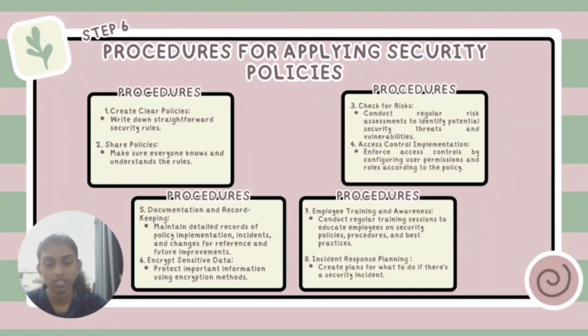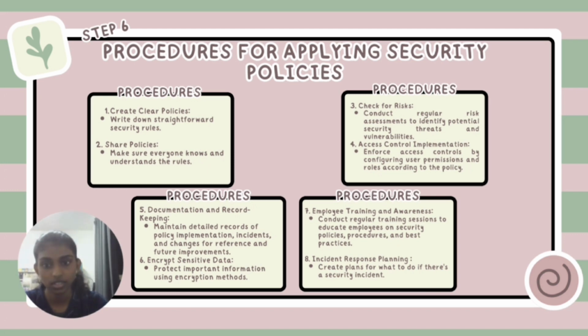Next is step 6, procedures for applying security policies. The first procedure is to create clear policies, which means writing down straightforward security rules that are understandable by everyone. The second one is share policies. Make sure that the employees and the stakeholders know and understand the rules. The third one is check for risk. Conduct regular risk assessments to identify potential security threats and vulnerabilities.